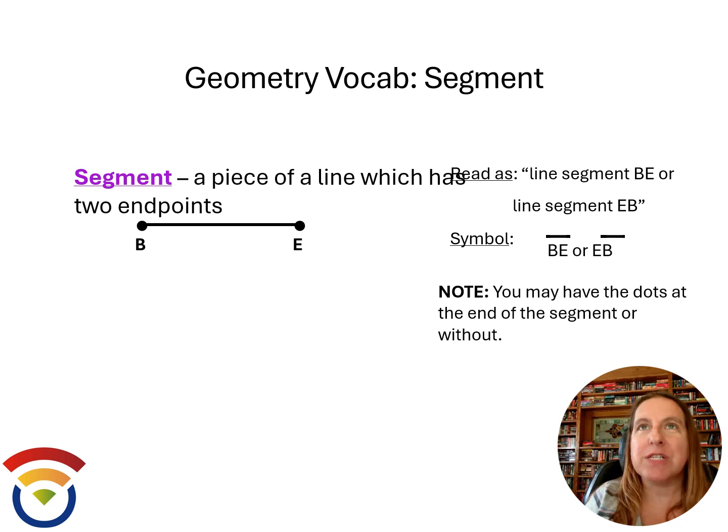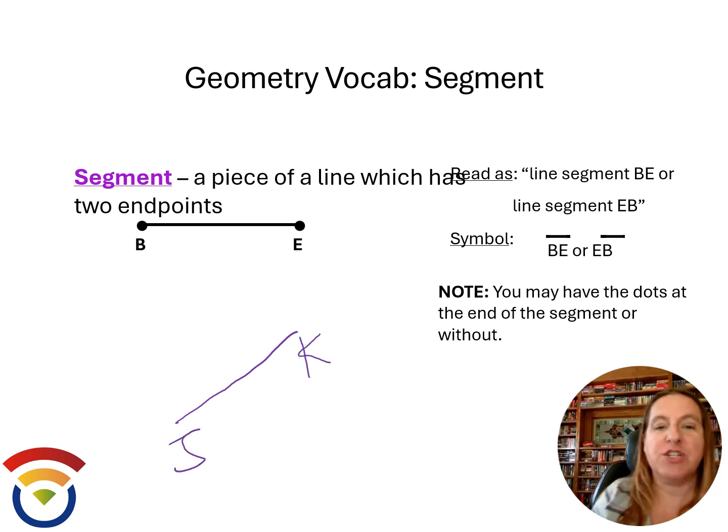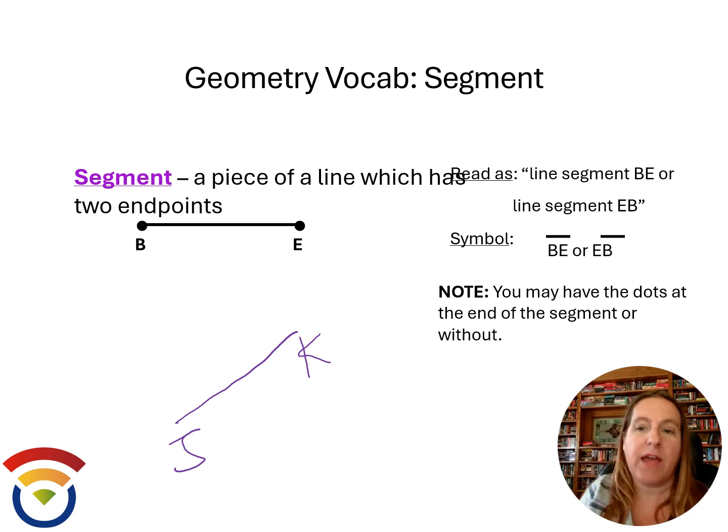We won't always draw those dots. So here we have BE as our segment. I could have a segment JK where I just wrote the letters at the beginning and the end. I didn't actually make the little dots, and that's okay too. There are still points J and K at the beginning and end. There are also other points in between that don't have names.